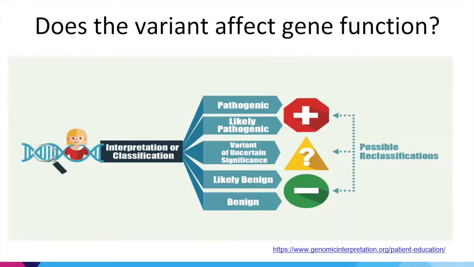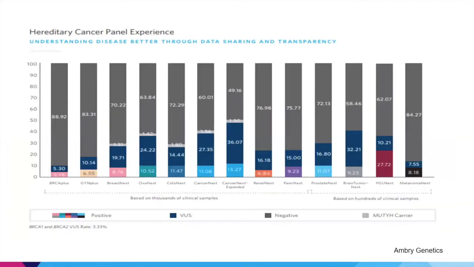So with any genetic test, as it relates to hereditary cancer, we have three possible results. The first is a pathogenic result, or likely pathogenic, that's positive. The second is negative, likely benign or benign. And then if we don't have enough information to put it in either of those two categories, it gets put in this variant of uncertain significance, which anyone who's seen genetic tests as it relates to hereditary cancer has probably come across. And that's because they're so common.